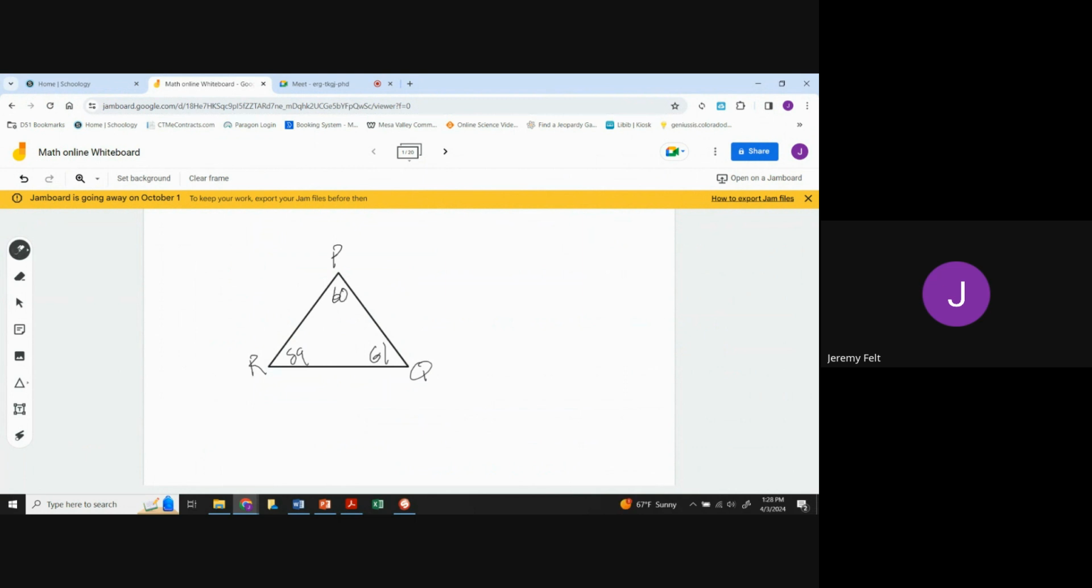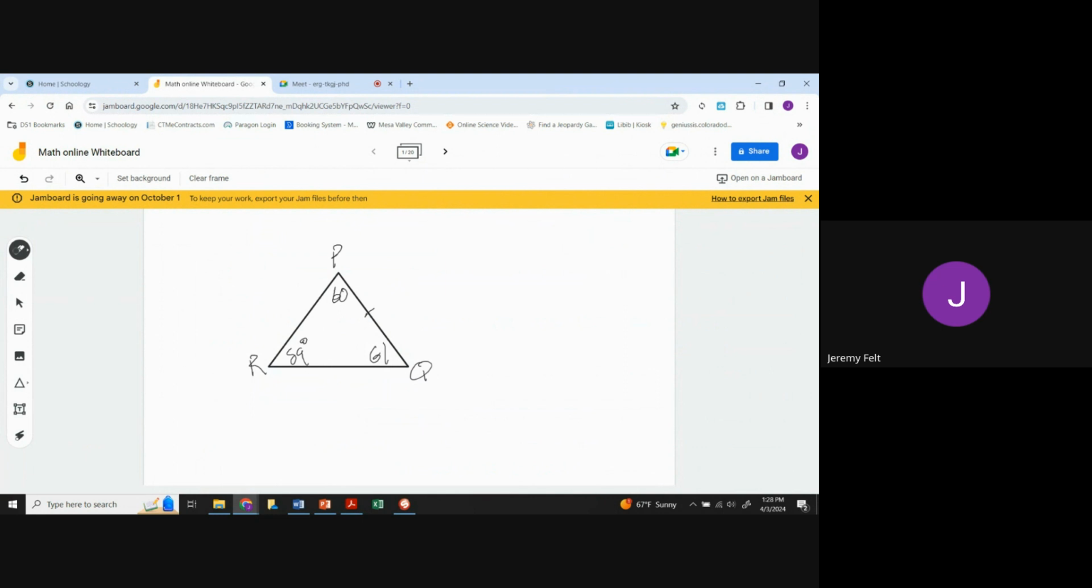So we know this is 60 because 61 plus 59 is 120. So this angle has to be 60 degrees for them to add up to 180. So what that tells us is this is our smallest angle, barely, but it's still our smallest. So this opposite side, PQ, is the shortest side.